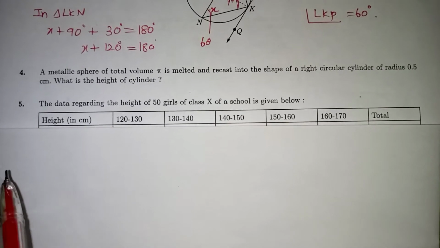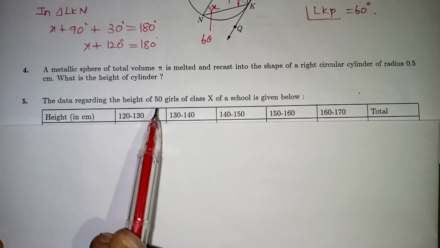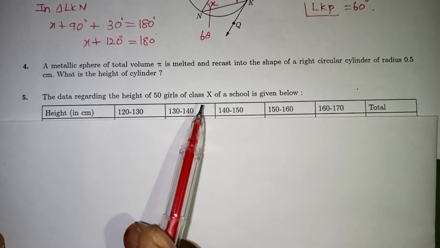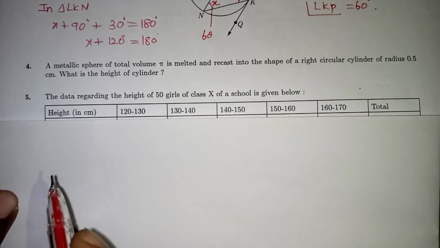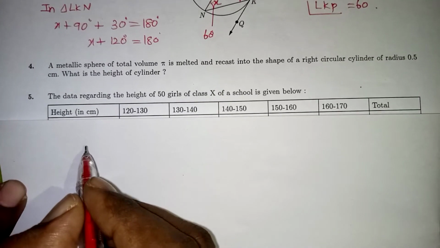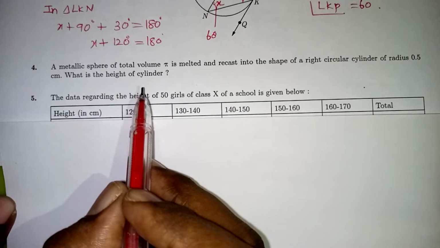Question number 4. A metallic sphere of total volume pi is melted and recast into the shape of a right circular cylinder of radius 0.5 centimeter. What is the height of the cylinder, they are asking. They have given two shapes. One is a sphere, the other one is a cylinder. They are melting the sphere and recasting it into the cylinder.